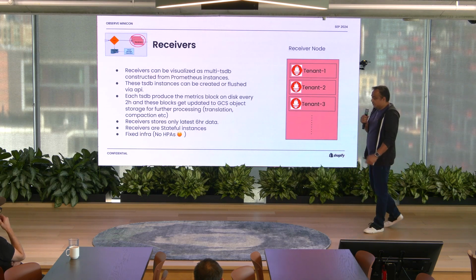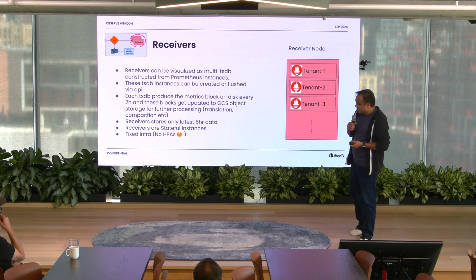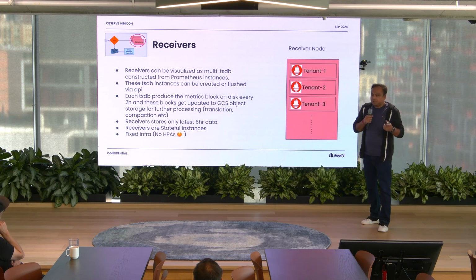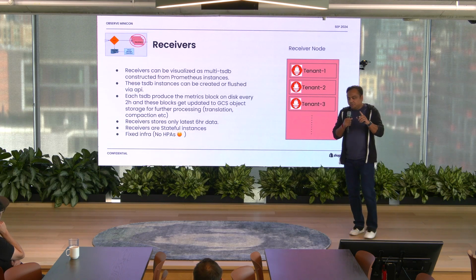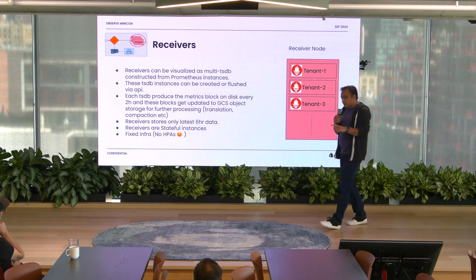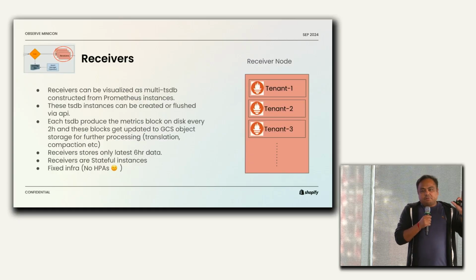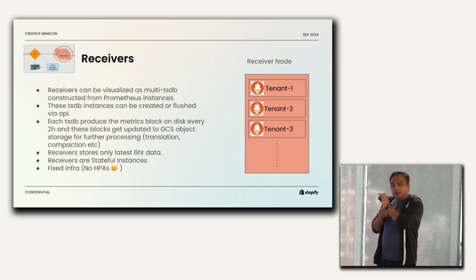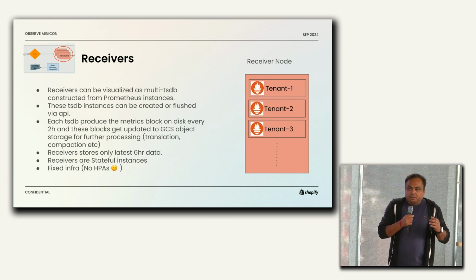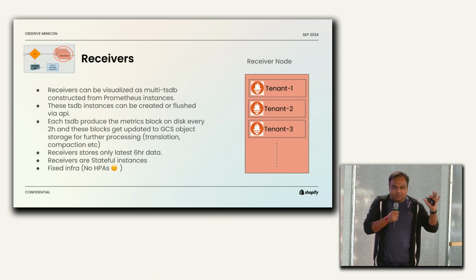Receiver TSDBs store 6 hours' worth of the latest data. When I say 6 hours, that means when you open a dashboard, and if your dashboard defaults to 3 hours, that query will be served by a receiver, nothing else. If you change the time range to 12 hours, 6 hours will be served by the receiver, and the last 6 hours by Parquet stores. And you can do the math. If somebody fires a 1 year query, 6 hours are going to be served from the receiver.